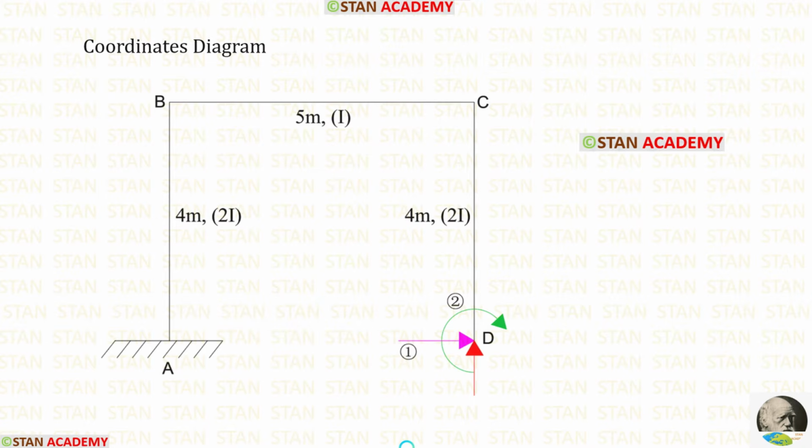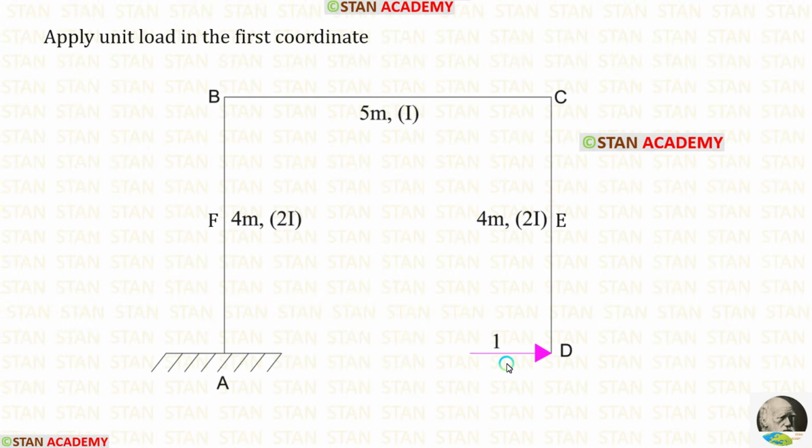In this analysis, there are two coordinates. First, we have to apply a unit load in the first coordinate and find the moments. Then we have to apply a unit moment in the second coordinate and find out the moments in the sections. Now let us apply a unit load in the first coordinate. When we do that, we should not consider the other reactions and loads.